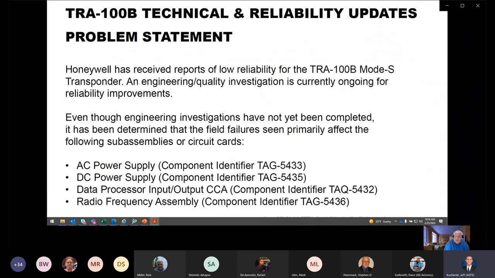Even though engineering investigations are still continuing, it has been determined that the following subassemblies and circuit cards have a higher than expected failure rate: the AC power supply, the DC power supply, the data processor input output, which is the main processor, and also the radio frequency assembly, which includes the transmitter and receiver functions. All these modules are under engineering investigation.